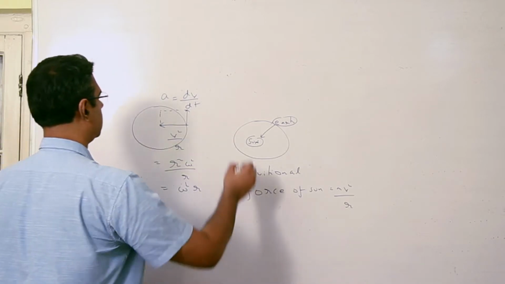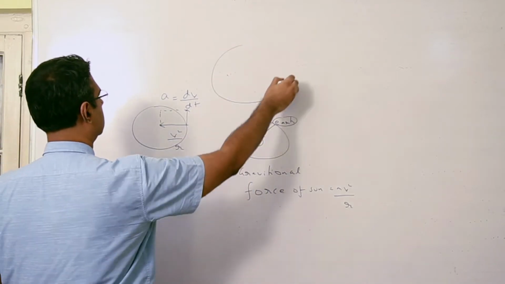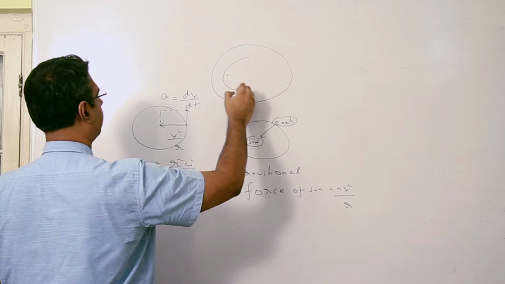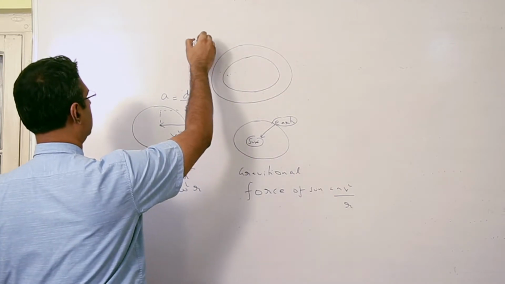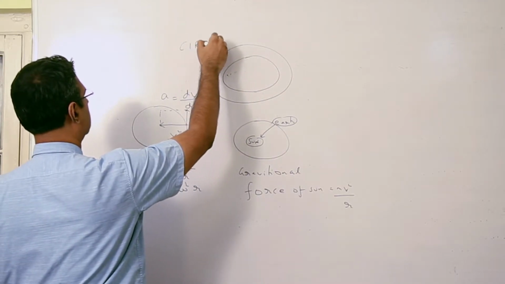Now suppose there is a road with a circular turning.